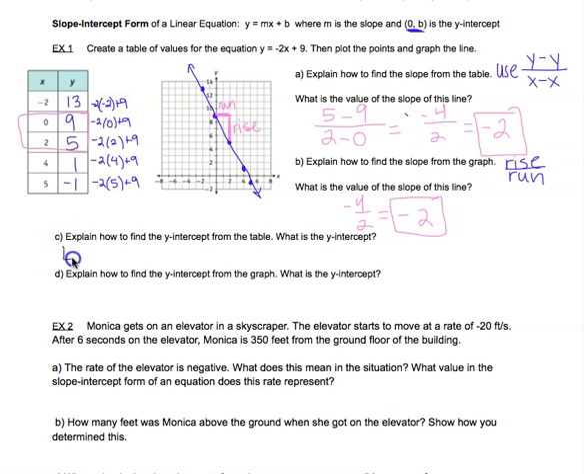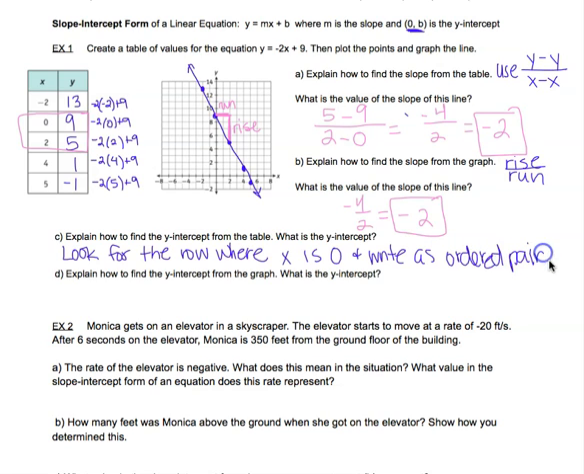So what you should be doing is look for the row where x is 0 and write it as an ordered pair. So that's how we should find it. So I want you to go ahead, look for the row where x is 0, and write that y-intercept as an ordered pair. Right, so your answer here should be (0, 9).